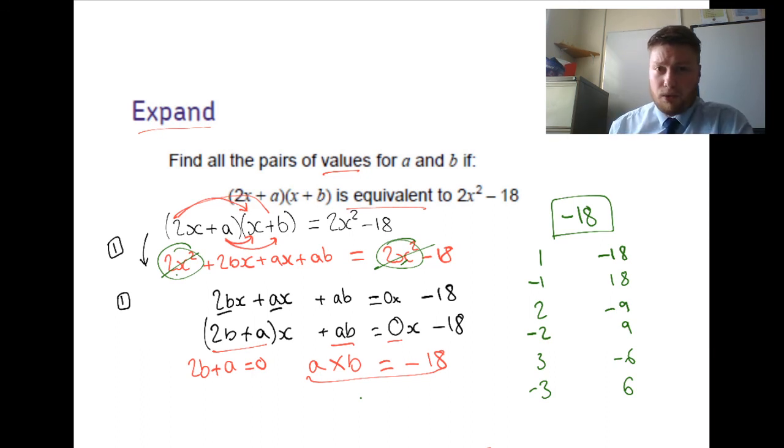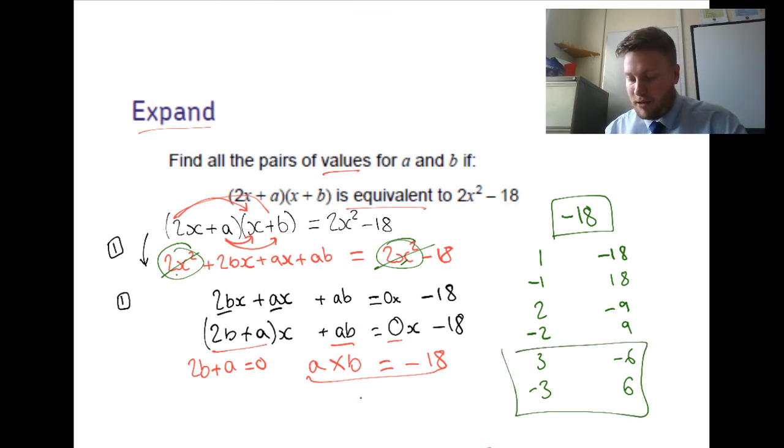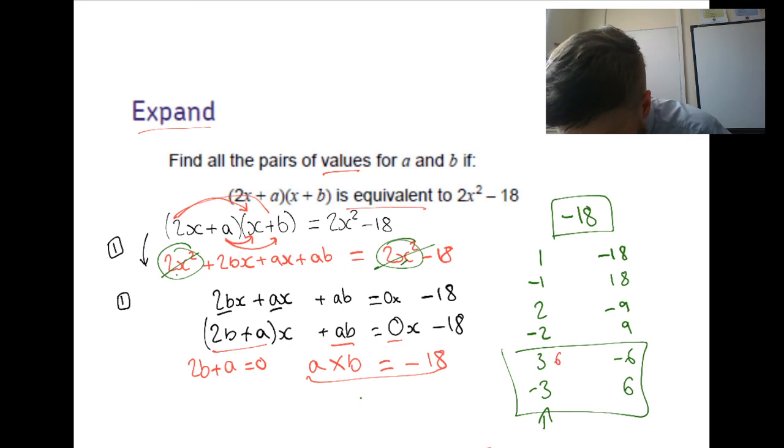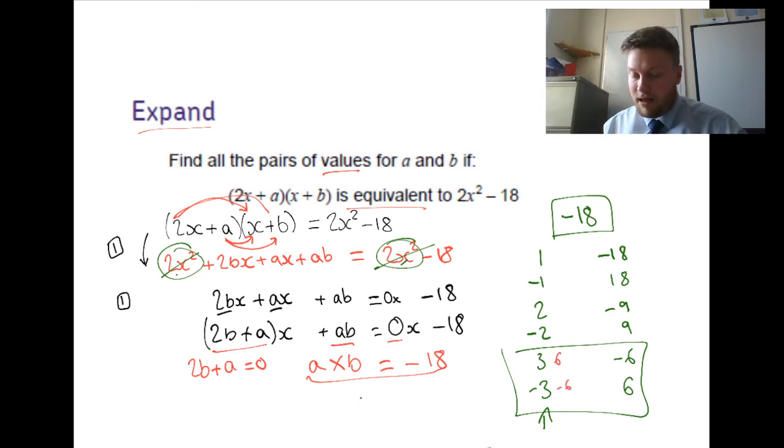Now, of all of those, which are the ones where if we add one of the numbers plus double the other number, it would equal 0? Well, there's only two possible solutions there. That's these two here. If we double this number, so I'm going to write that in red, this would be 6 and negative 6. Now we can see when we add those together, 6 plus negative 6 is equal to 0. Negative 6 plus 6 is equal to 0.